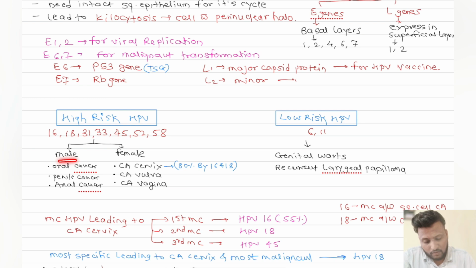Like in the male, they cause oral cancer, penile cancer, anal cancer. In the female, they cause cervical cancer, vulval cancer, vaginal cancer. And in carcinoma cervix, 80% of cases are caused by the 16 and 18 serotypes. So these are very dangerous serotypes, 16 and 18.